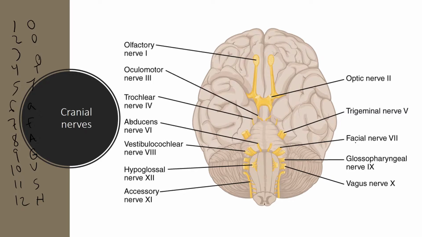So olfactory, optic, oculomotor, trochlear, trigeminal, abducens, facial. This one, why is that A? Because this is also known as the auditory nerve. Your book has it as vestibulocochlear, which is also going to help you when you learn about the ear, because it makes more sense that way, because we have the vestibular branch and the cochlear branch. But for our purposes, you could say vestibulocochlear or auditory. Both are acceptable. So this mnemonic uses auditory.